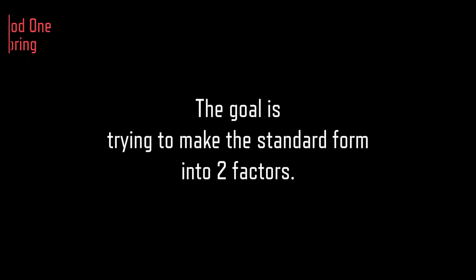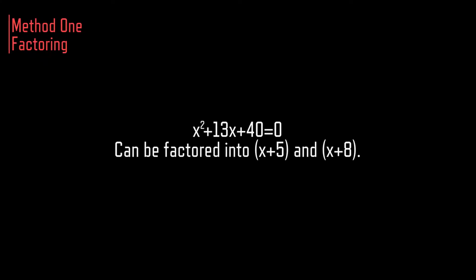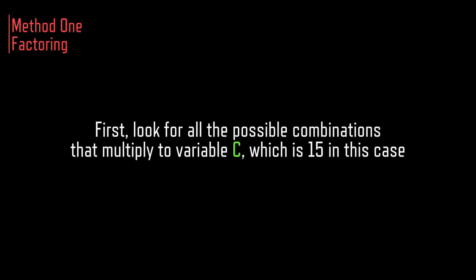Number 1. Factoring. The goal is trying to make the center form into 2 factors. For example, x squared plus 13x plus 40 equals 0 can be factored into x plus 5 and x plus 8. First, look for all the possible combinations that multiply to variable c, which is 40 in this case.